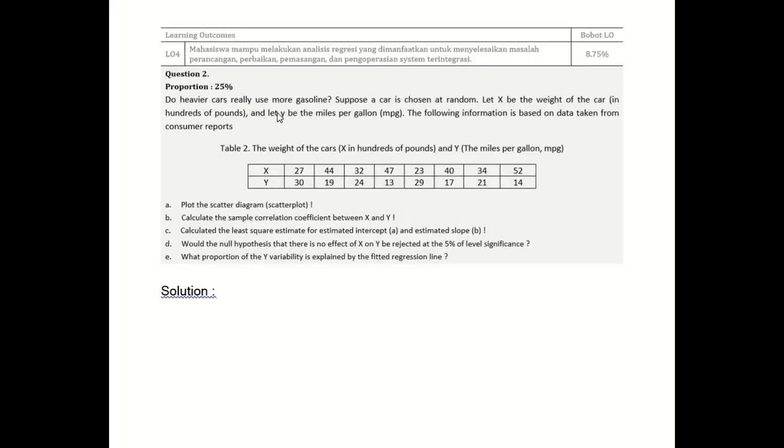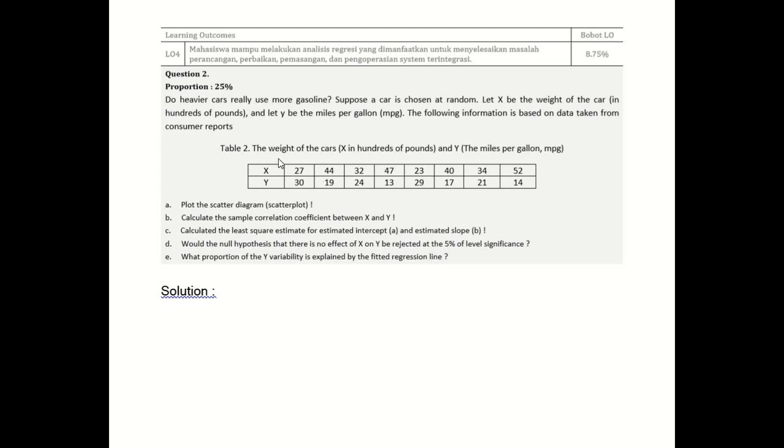Do heavier cars really use more gasoline? Suppose a car is chosen at random. Let X be the weight of the car in hundreds of pounds and let Y be the miles per gallon, or mpg. The following information is based on the data taken from Consumer Reports.